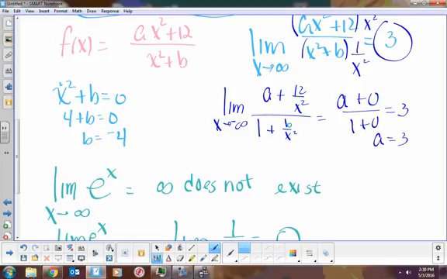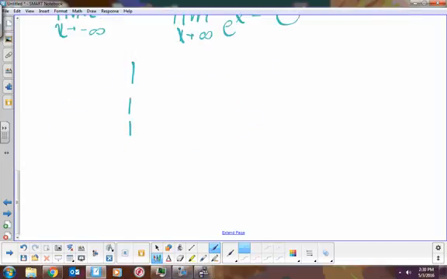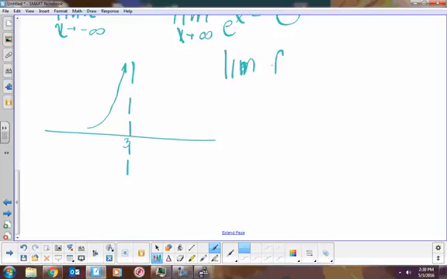Limits to infinity or horizontal asymptotes, denominator equals 0. No limits involved for vertical. Well, I lied. If you have a vertical asymptote, let's say this asymptote is at 3, and I'm approaching 3 from the left. If I have the limit of a function that approaches 3 from the left, and the answer is infinity, that indicates a vertical asymptote.